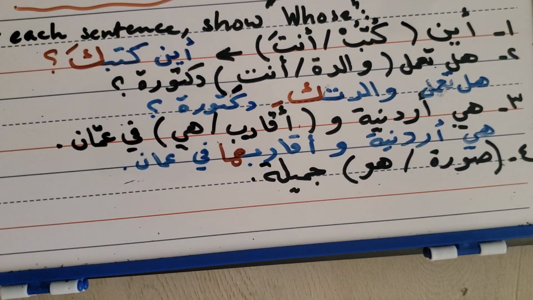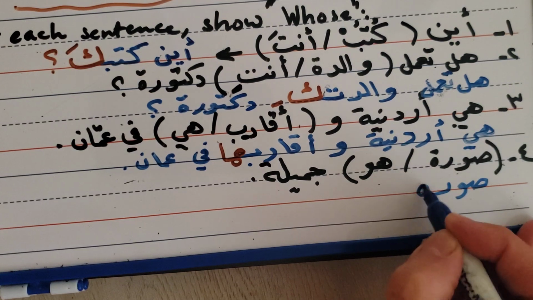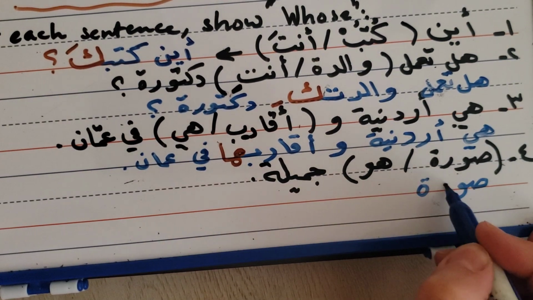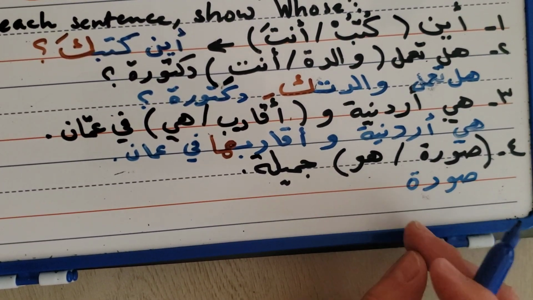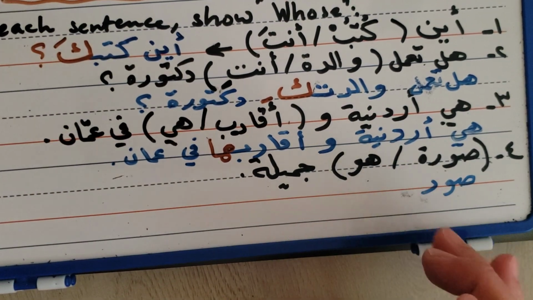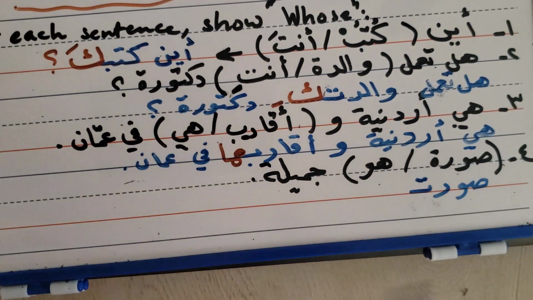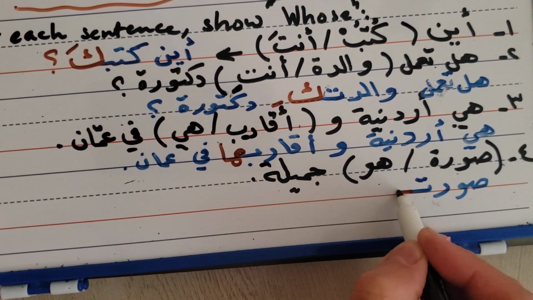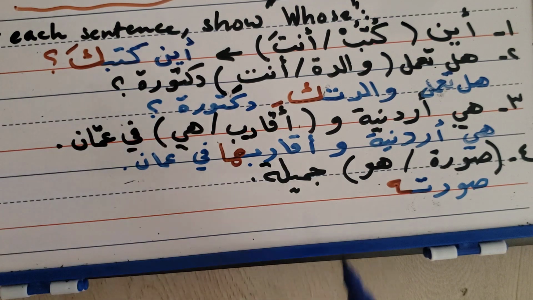All right. And then صورة هو جميلة. His picture is beautiful. So how are we going to say that? So we're going to say صورته, his picture. Again, we're going to take the تاء مربوطة. Remember, when a noun ends with تاء مربوطة and we attach a possessive pronoun, we have to change that تاء مربوطة into a تاء مفتوحة and pronounce it as such. صورته, his picture. صورته جميلة. His picture is beautiful.